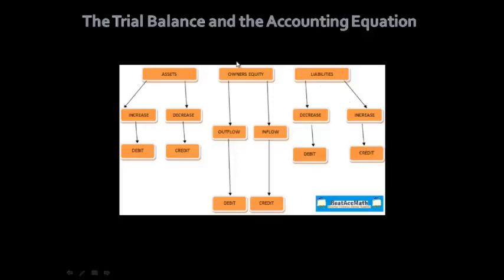The owner's equity, of course, is divided into two areas, outflows and inflows. Your outflows are made up of our expenses and drawings, and your inflows are made up of income and capital. Now, when we have an inflow, it will display on the credit side of our trial balance. So all income and all capital will be displayed on the credit side of the trial balance, and all our outflows, which include our expenses and drawings, will be displayed on the debit side of the trial balance. Now, with that info, let's have a look at an exercise.